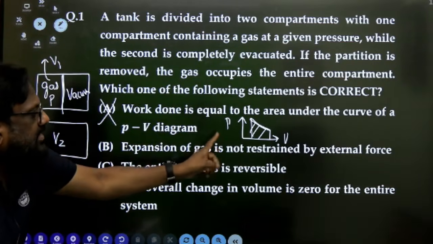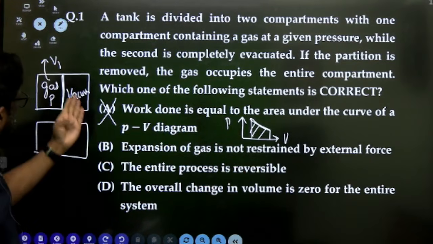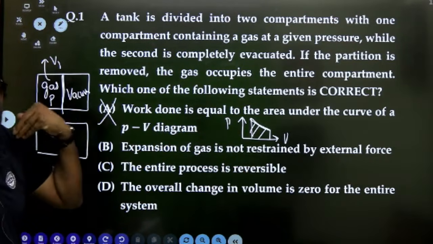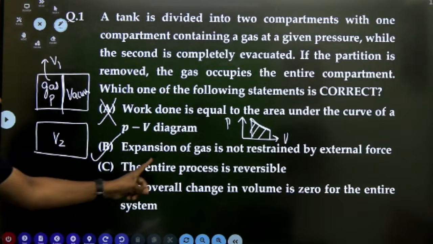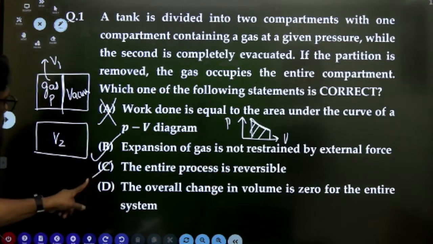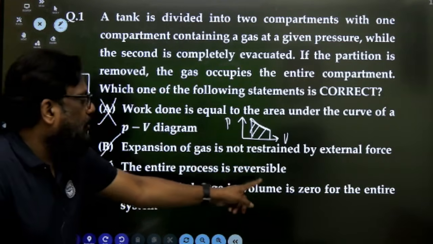The expansion is not restrained by external force. Exactly. There is no external force. Therefore, expansion is not restrained means it is a free expansion. Absolutely correct. The entire process is reversible. 100% wrong. The overall change in the volume is zero.